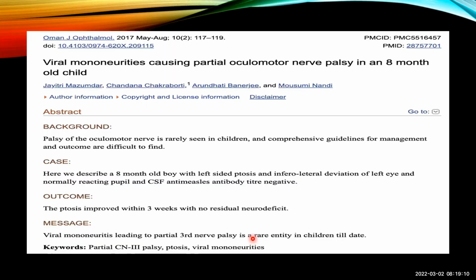So this patient we treated for partial oculomotor nerve palsy with pupil sparing, secondary to presumed viral infection. And this reported case has shown that viral mononeuritis is not uncommon. It's just rarely seen, and a comprehensive guideline for management and outcome is very difficult to get. Anyway, the patient improved in terms of extraocular movement limitation 2 weeks after the onset, with no residual neural deficit seen.